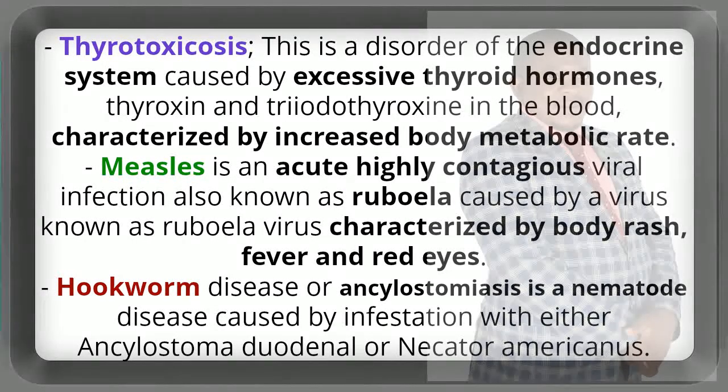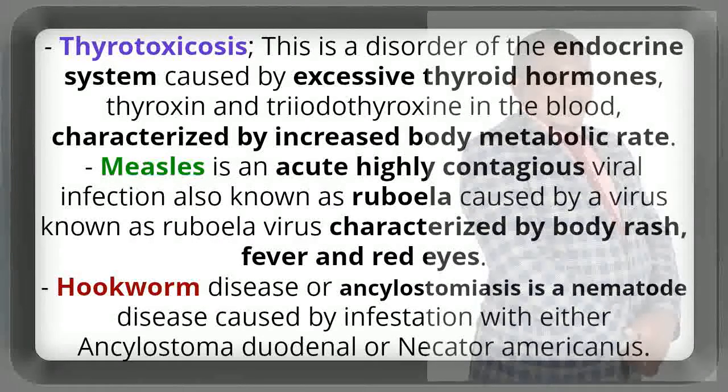Okay, so when you are looking at thyrotoxicosis, you can say it's a disorder of the endocrine system that is caused by excessive thyroid hormone, thyroxine and triiodothyronine in the blood, and it's characterized by increased body metabolic rate. Then the other definition I'll look at here is measles, which is an acute highly contagious viral infection, also known as rubella, caused by a virus known as rubella virus, characterized by body rash, fever, and red eyes.